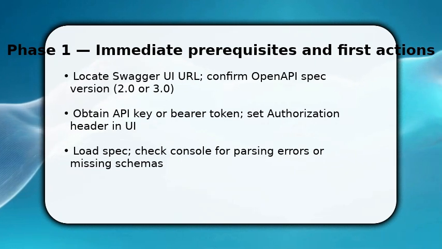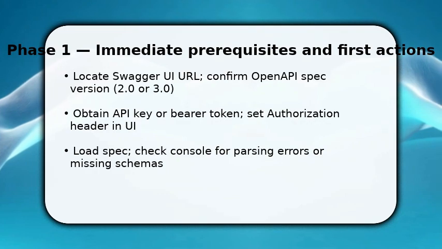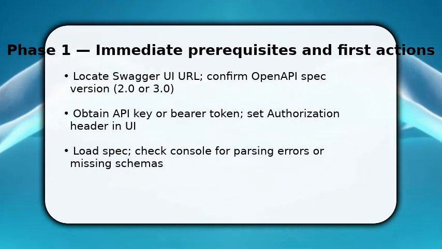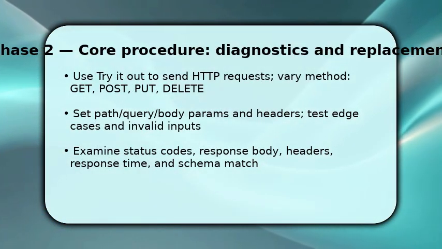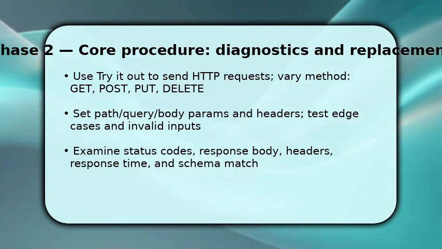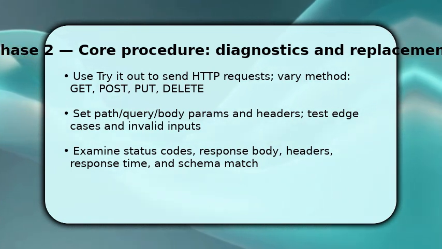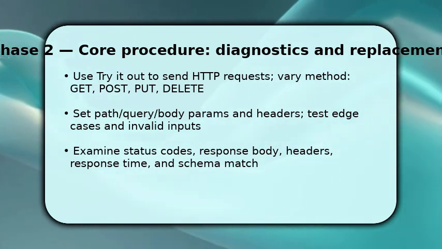Parsing errors mean the spec is malformed, and you should fix those before proceeding, because endpoints depend on correct schemas and paths. Now you execute endpoints step by step. Pick a representative resource and click Try It Out, then enter path, query, header, and body parameters. Vary values to cover valid and invalid cases.